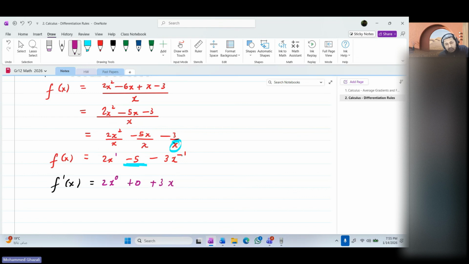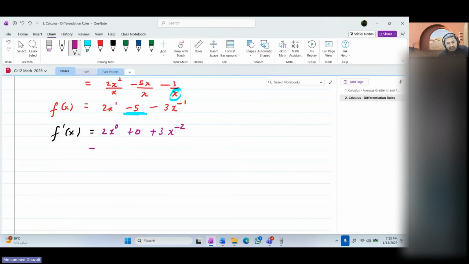X to the power, take away 1 from the power, we get negative 1, which is negative 2. Now simplify. We just have 2 here, plus 3. X to the power negative 2 becomes a positive exponent, which is x squared. That's it. And that's my answer.